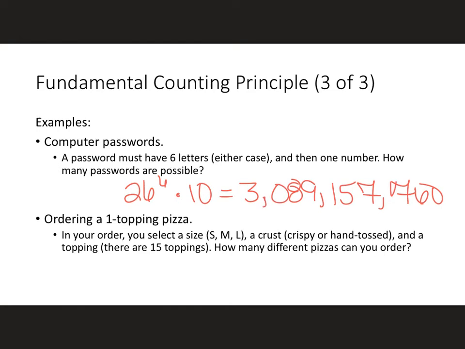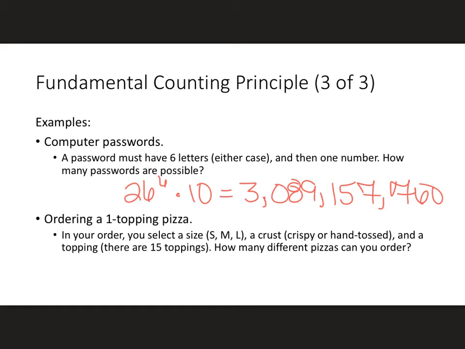Ordering a 1-topping pizza. In your order, you can select a size, so small, medium, large, a crust, crispy or hand tossed, and a topping, and there are 15 toppings. How many different pizzas can you order?